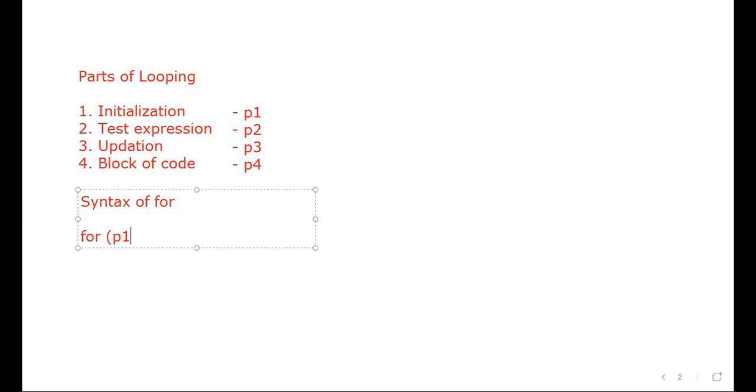Then I prefer to use for loop for P1, P2, P3, that needs to be separated using semicolon. Is that clear to you? Then P4. P4 means a number of statements which you want to execute. So simple. Syntax for is, मैंने बहुत short में लिखा है. Generally for के साथ में initialization, semicolon, test expression, semicolon, updation, then block of code. So this is how the syntax of for goes.